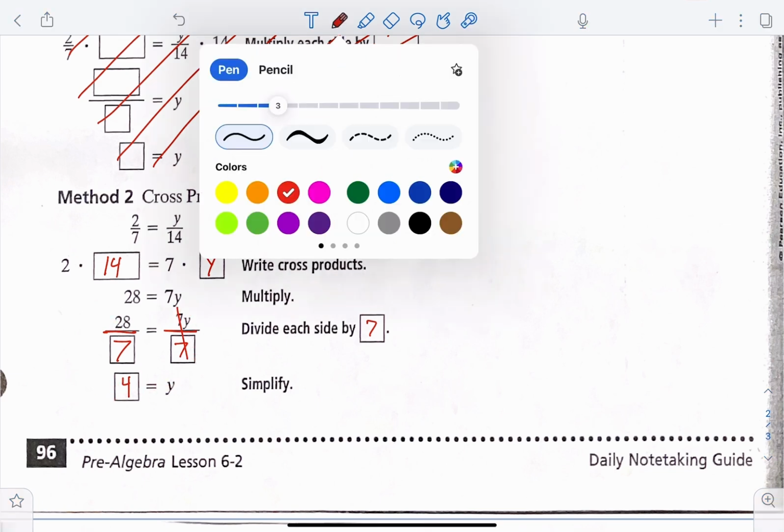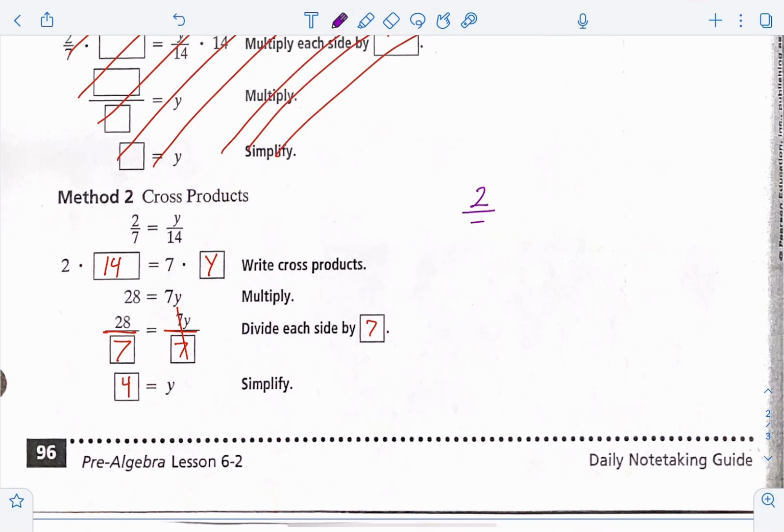Then we can check ourselves if we want to. So we could be like 2 over 7 equals y over 14, except instead of a y, we're going to put 4. 2 times 14 and 7 times 4. 2 times 14 is 28. 7 times 4 is 28. So then that means that our answer was correct because by putting a 4 where they had a y, we got the same for our cross products. Okay, so if you think your answer is off, you can always check yourself doing that.